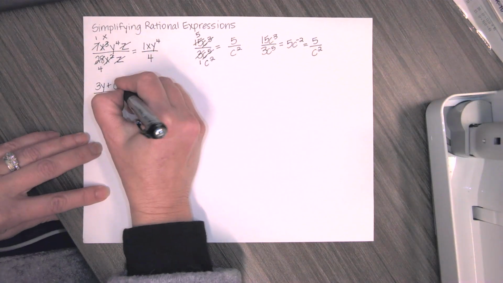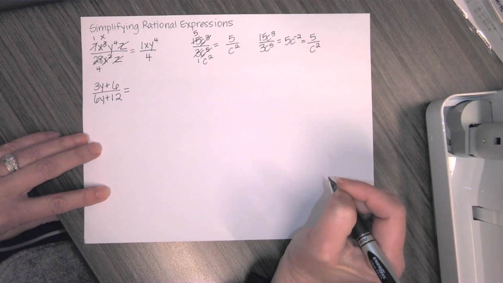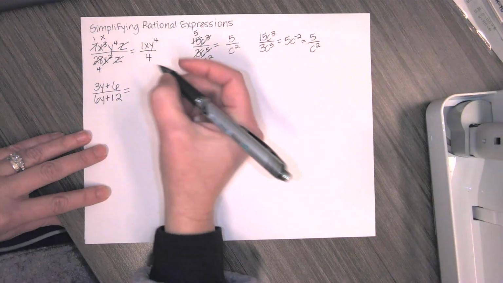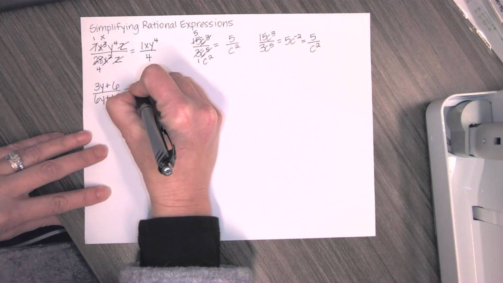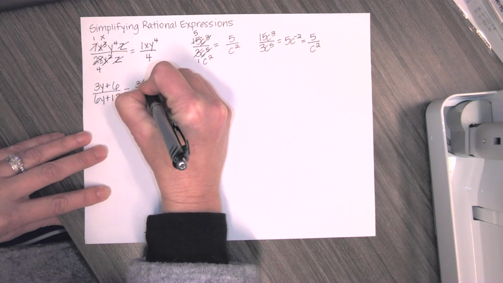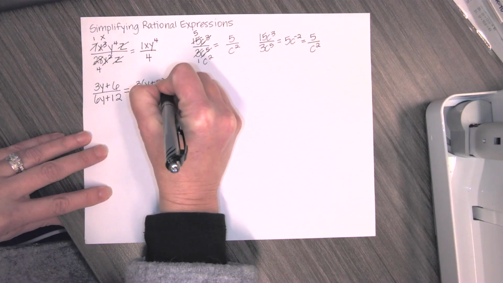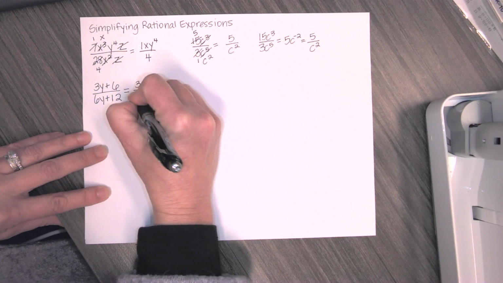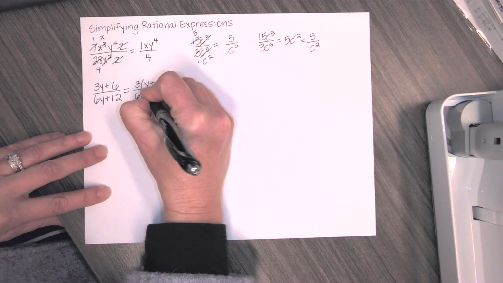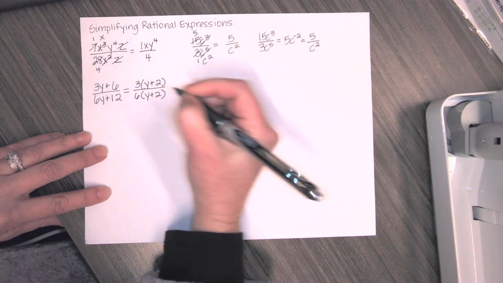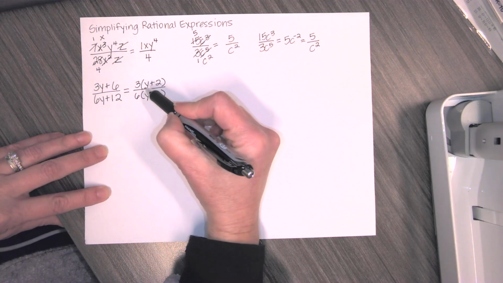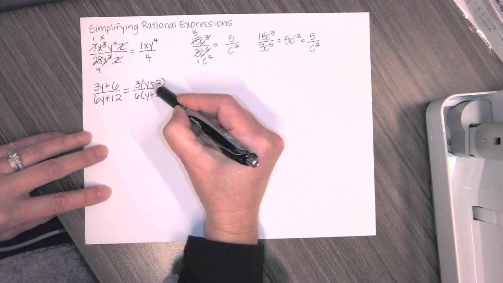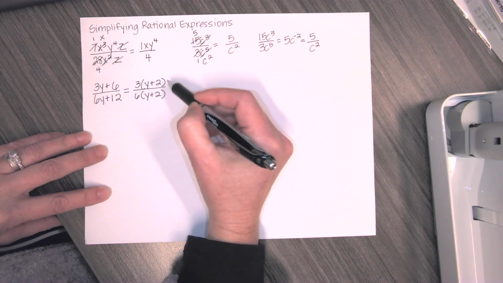But what you can do is you can see if you can factor either of these polynomials. So on the top, I see that I can take out a greatest common factor of 3, which will leave me with y plus 2. On the bottom, I see I have a greatest common factor of 6, which will leave me with y plus 2. Now, do you see we have matching binomials on the top and bottom? Anything over itself equals 1.